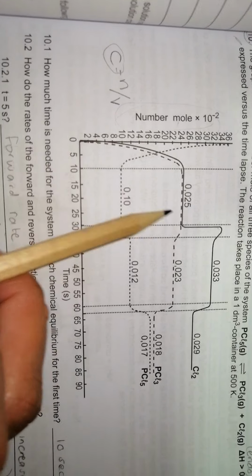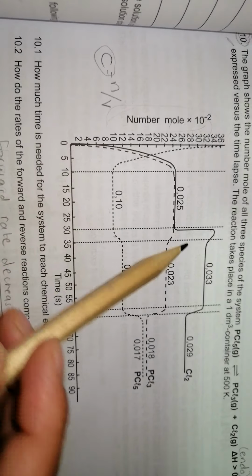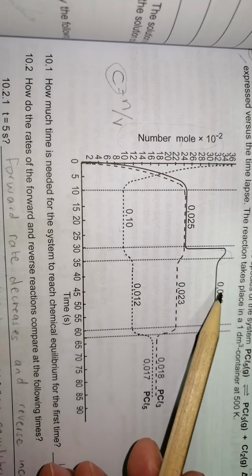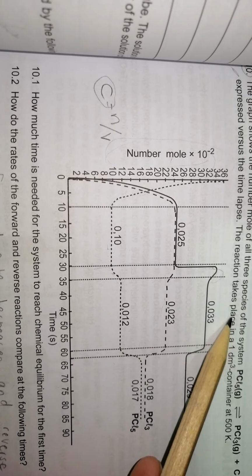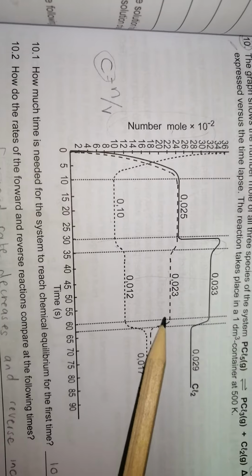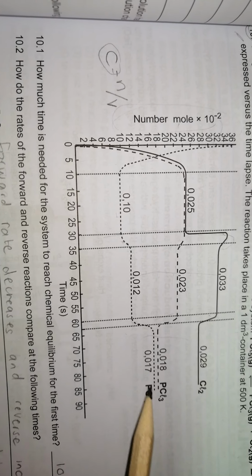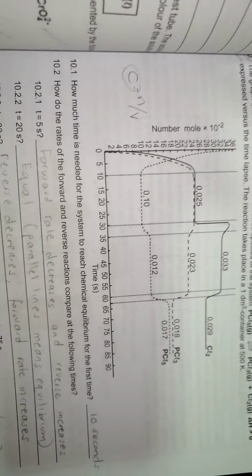So here, the graphs are parallel, so this is equilibrium. Then we have some kind of disturbance, then parallel again, so it means equilibrium again. Another disturbance here, and then again at the end, parallel, so equilibrium again.